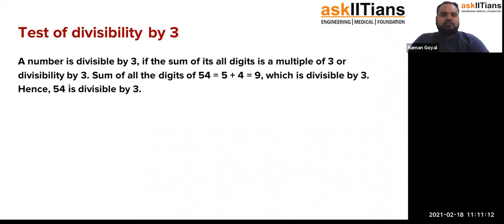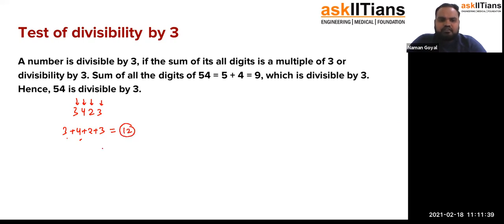See, if there is a number given like 2 3 4 2 6 3, what do we have to check? We have to check the sum of all the digits of this number. For example, we have 3 plus 4 plus 2 plus 3. If you check, the sum is what? 3 plus 4 is 7, 7 plus 3 is 10, plus 2 is 12.